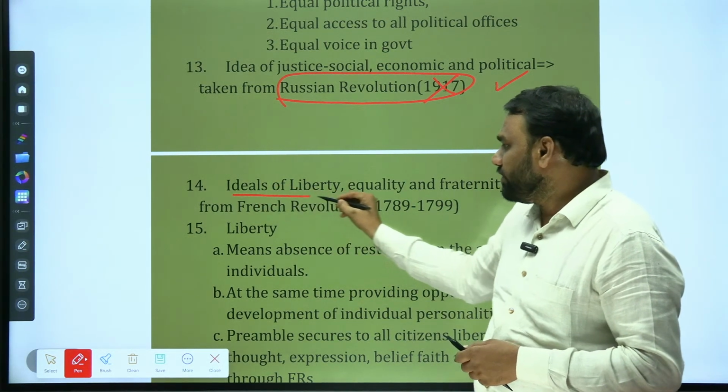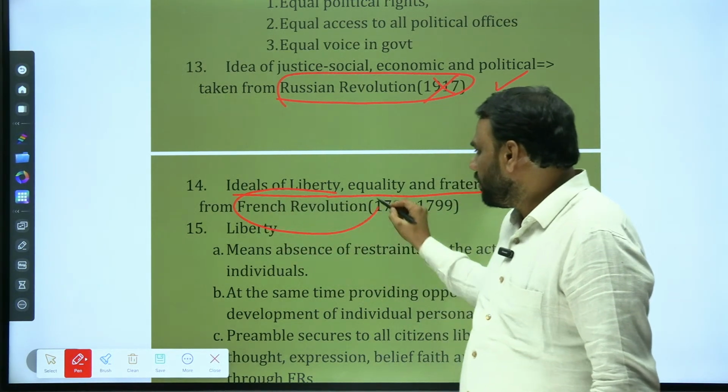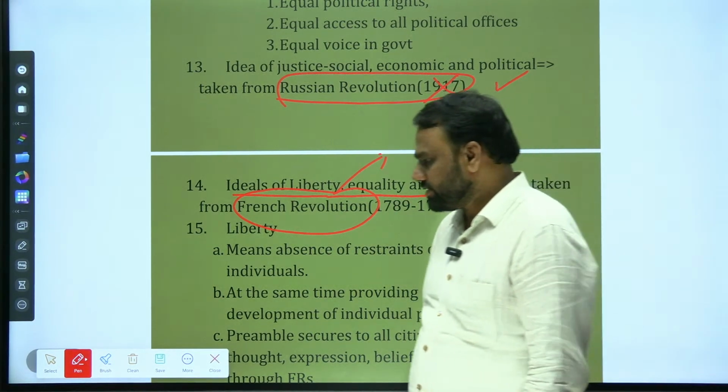Next, the ideals of liberty, equality and fraternity. From which constitution have they been taken? They have been borrowed from the French Revolution. Okay, French Revolution.